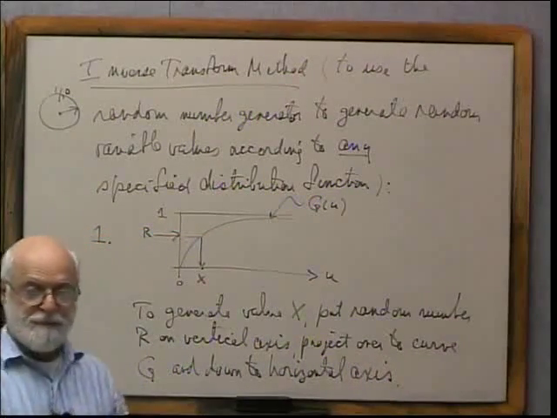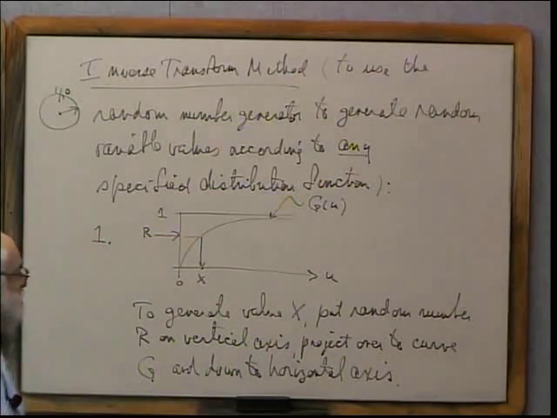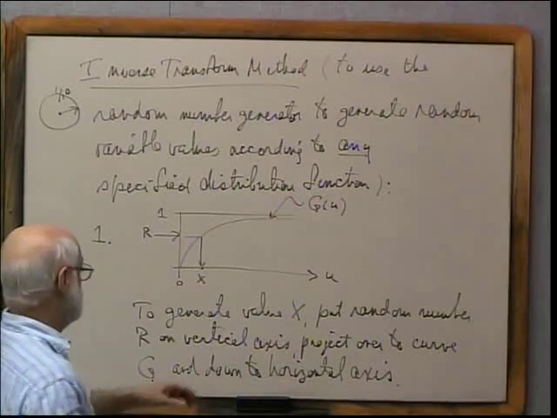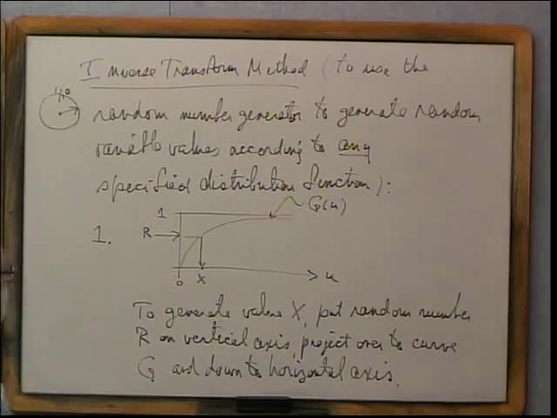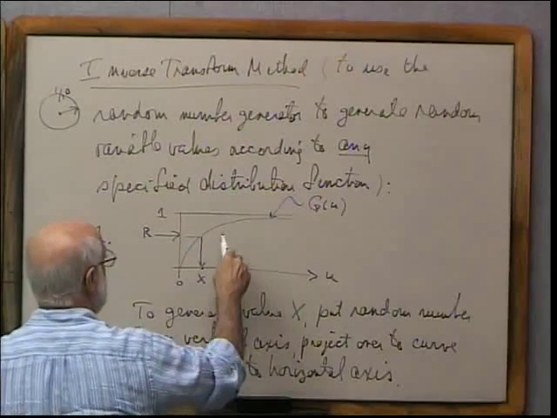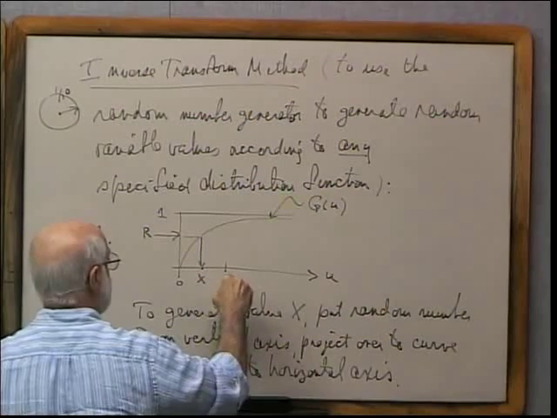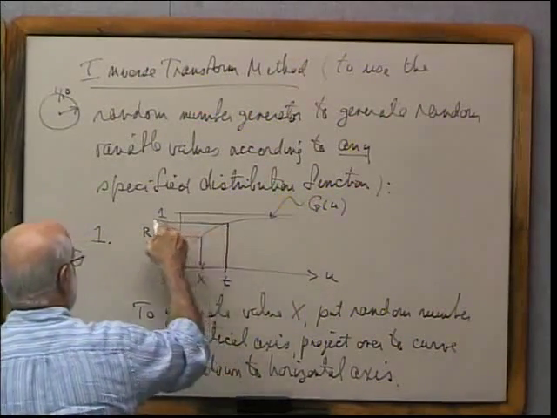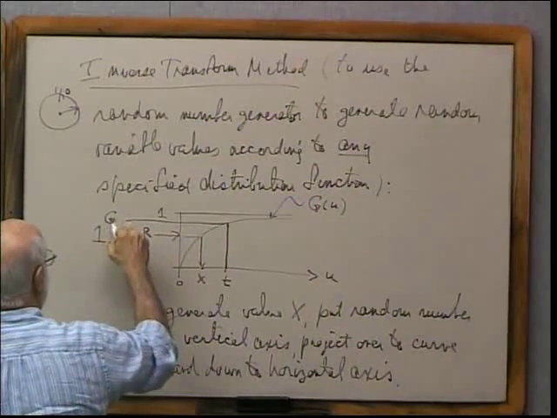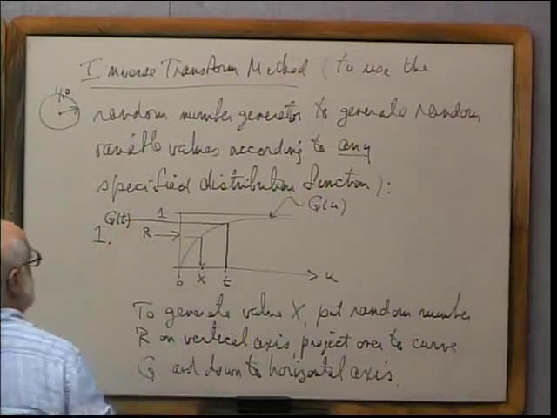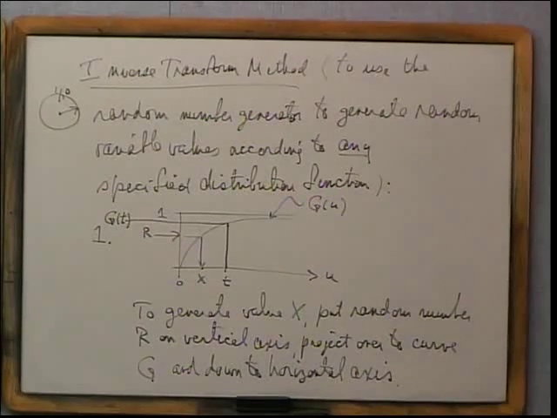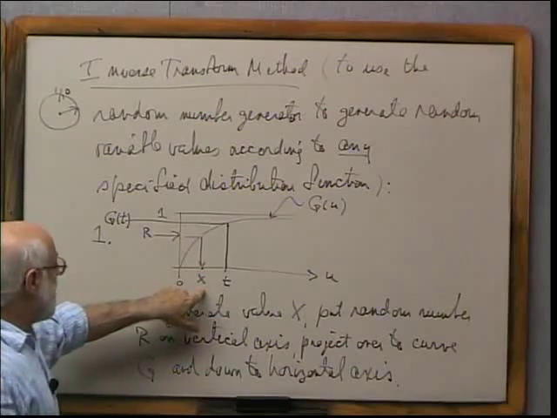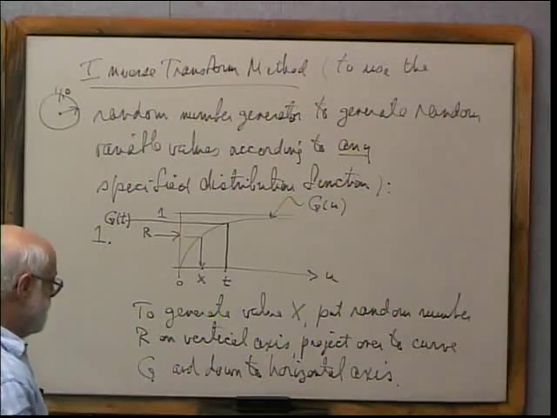Okay, that's the algorithm. Now I want to prove that it works. The way I'm going to do that is I'll imagine that here's a point T. If that's T, then this value over here would be G of T. I want to show that if R is uniform, then the x's have as their distribution function G of T.